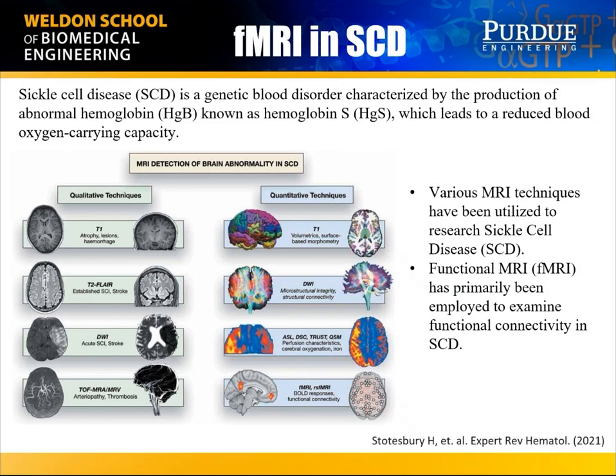Okay, I very much appreciate Megan talking about the basics of sickle cell. I'm not going to repeat it. I just want to say that among all the MRI technologies, people use T1 weighted images, people use T2 FLAIR to study sickle cell. However, very few studies use fMRI to study sickle cell. Among those studies, most study resting state connectivity, right?